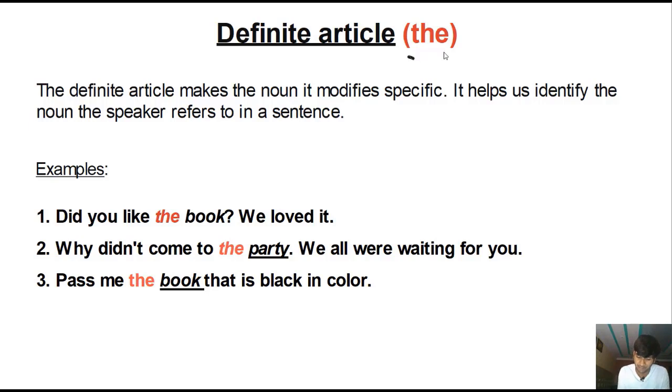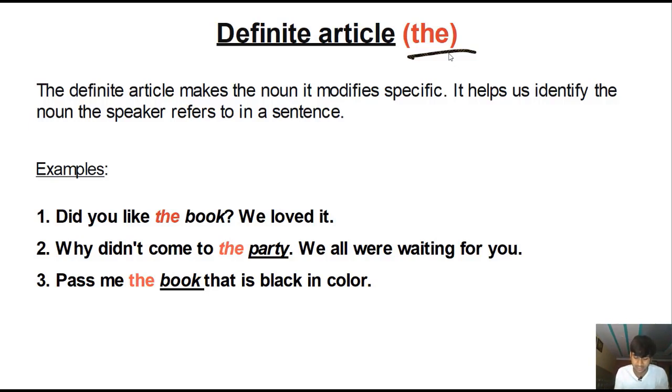That is the. All right, so the definite article makes the noun it modifies specific. It lets us know which noun the speaker is referring to, and it is used when both the speaker and the listener know which noun the speaker is referring to, right? Or you can have some information after the noun and make it specific. So even if the listener doesn't know the noun you're referring to, you can have some essential information and make the noun specific. I'll show you how to do that as well.